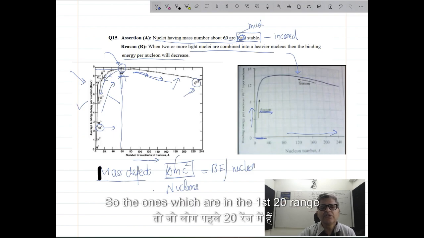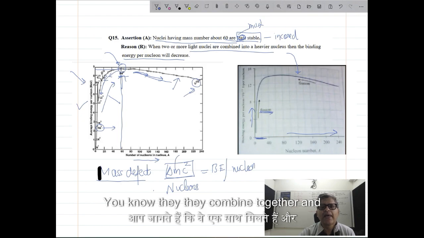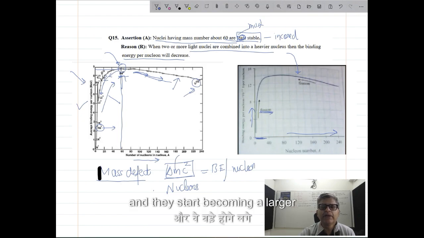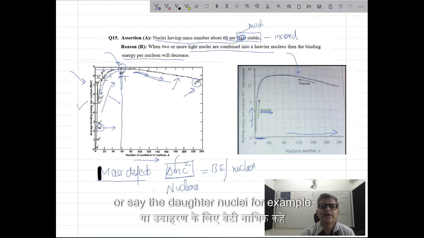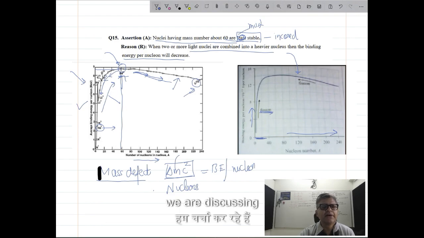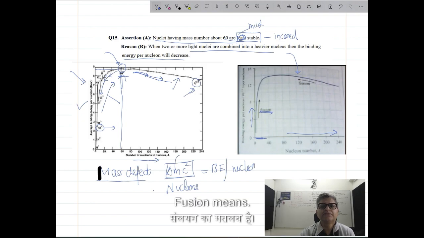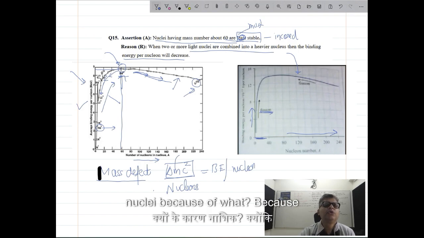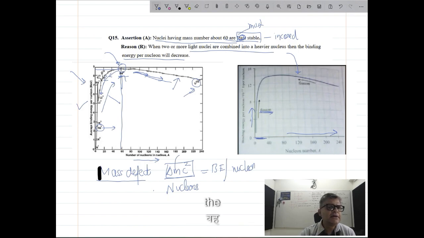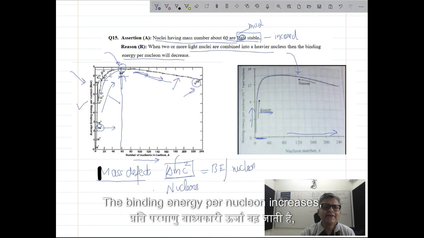So the ones which are in the first 20 range are not very stable. They combine together and result in fusion, and they start becoming a larger nucleus. So we are discussing a nuclear process which is called fusion. Fusion means two small nuclei are combining to become a larger nucleus. Because of what? Because the larger nucleus is more stable. The binding energy per nucleon increases.